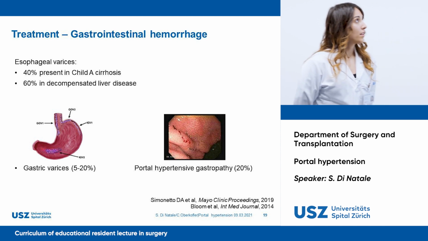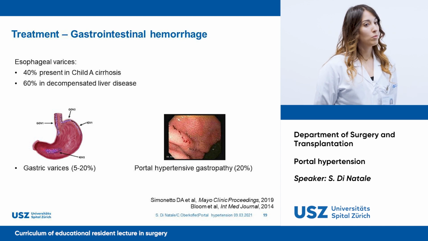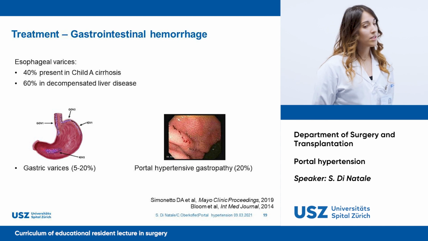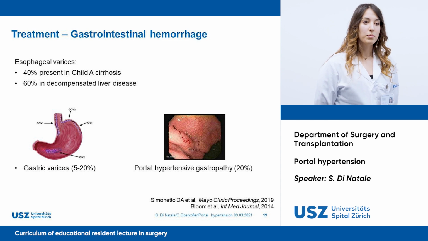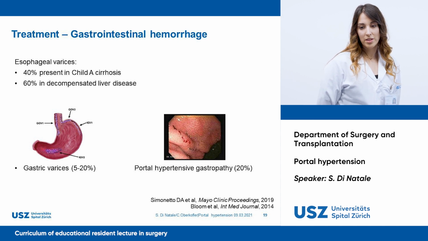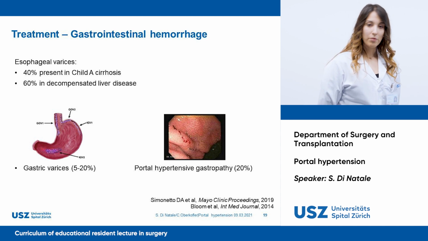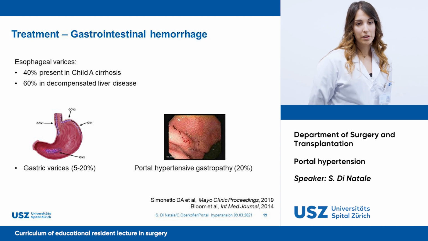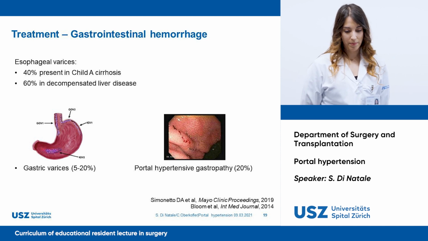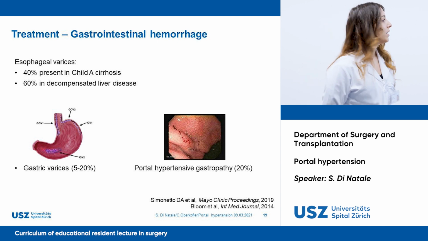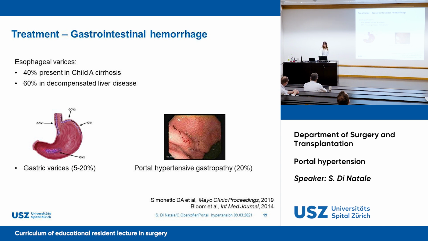Gastroesophageal varices and gastrointestinal hemorrhage, therefore, are among the most common and important complications of portal hypertension. Esophageal varices are seen in about 40% of patients with initial diagnosis of a Child-Pugh A cirrhosis and in 60% in case of decompensated liver disease. Gastric varices are less common and have a lower bleeding risk compared to esophageal varices. Portal hypertensive gastropathy is characterized by an endoscopic image of snakeskin-like mucosal changes and can be a reason for chronic anemia.